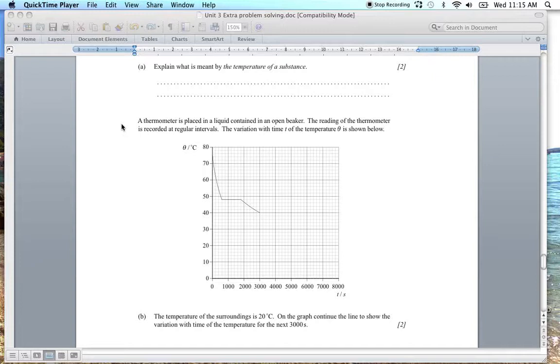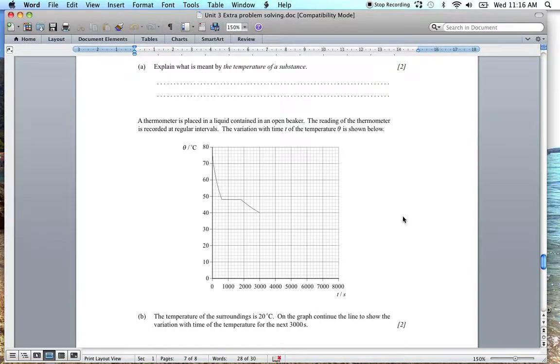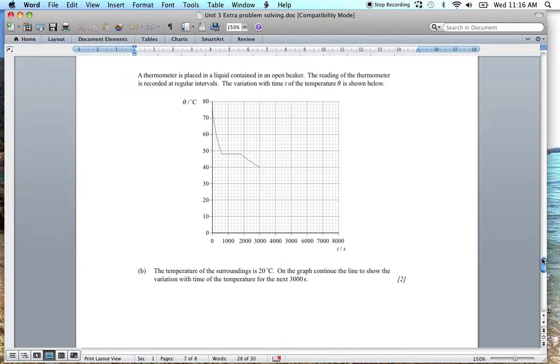Okay, so here we are on question 3, which the first part of the question is explain what is meant by the temperature of a substance. So this is straight from your definition. Temperature is proportional to a measure of the average kinetic energy of the molecules of the substance. So it's a measure of the average kinetic energy of the molecules in a substance. Straight definition. Okay, if you wanted 2 marks, that definition had to be very clearly stated. You need to make sure that you get everything right there.